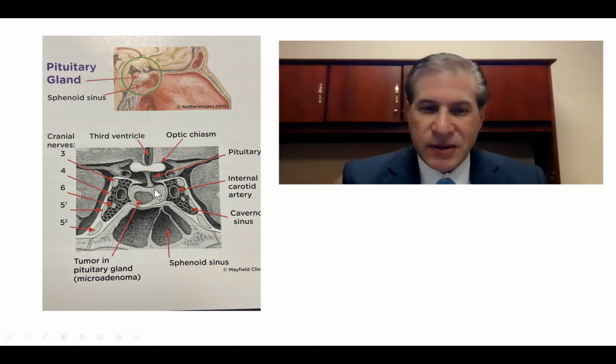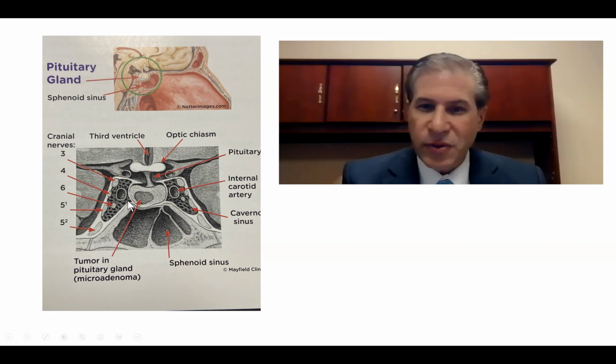So sometimes, if there's a tumor that grows upward, it can cause compression on the optic chiasm and cause vision problems. If the tumor should grow off to the sides into this area, which is called the cavernous sinus, then in the cavernous sinus, you have, in addition to the carotid artery and various veins, several cranial nerves, including the third, fourth, the first and second division of the fifth nerve, and the sixth nerve.